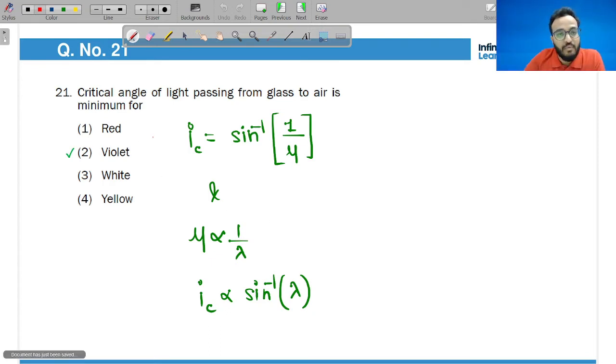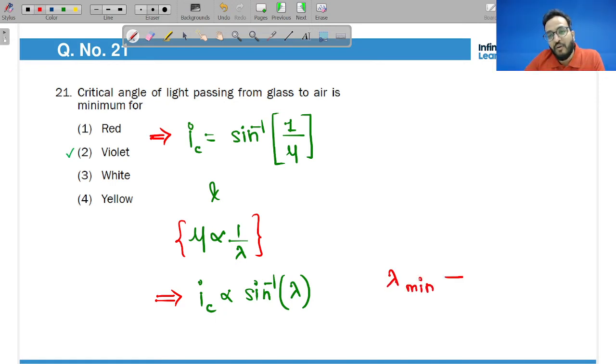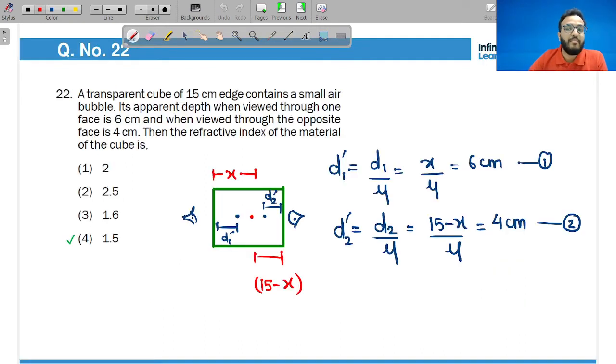Question 21: the critical angle of light passing from glass to air is minimum for, see, IC is equal to sine inverse 1 by mu, and mu is inversely proportional to the wavelength of the light that is incident. That means IC is directly proportional to sine inverse lambda. So lambda is minimum for violet light and hence IC is minimum for violet light only. That is clear.